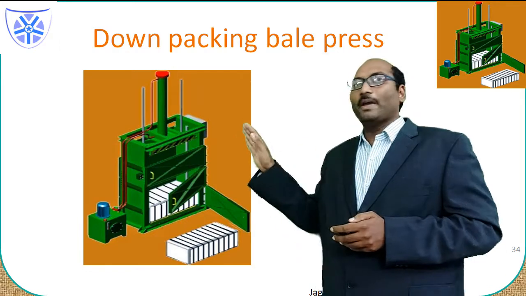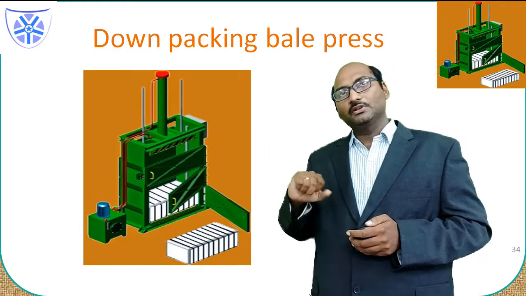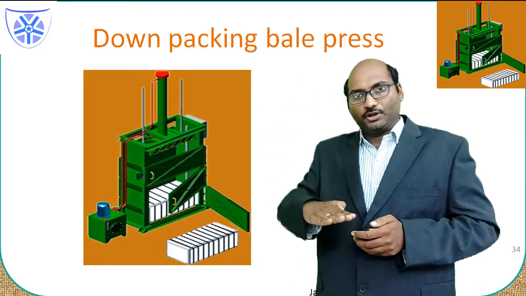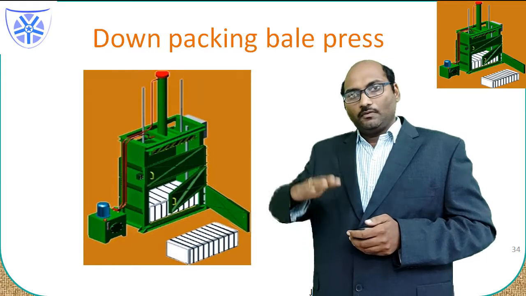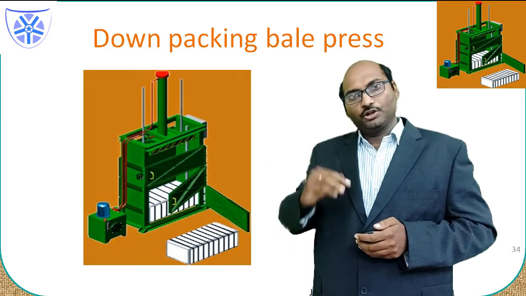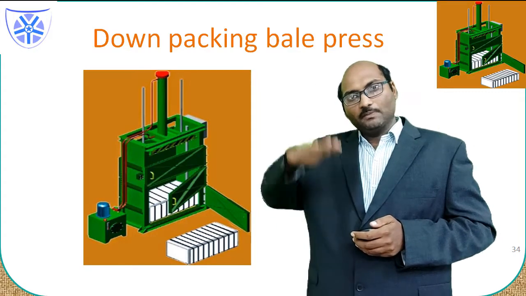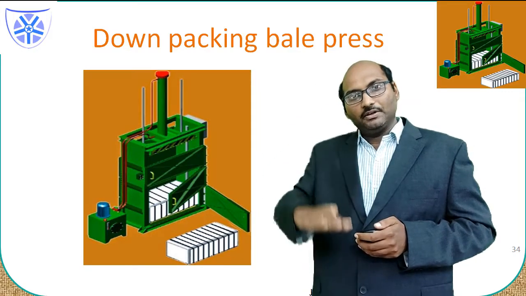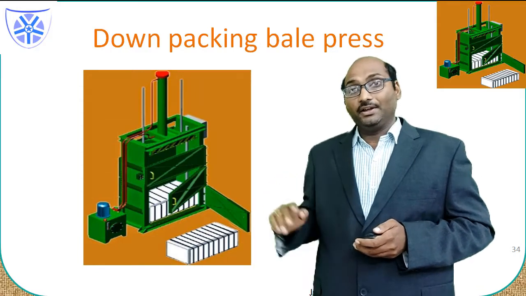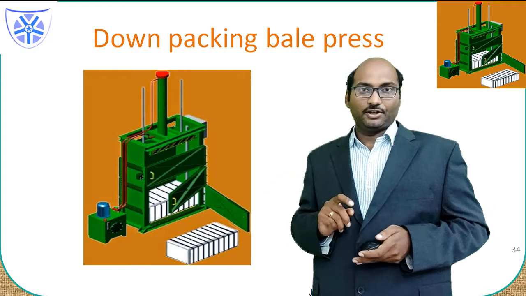So, one is the down packing bale press. In this, the cotton will be kept and then the piston will push it from the top. Once it goes up, again it will be pushed. Again push it, then up. So, it will create some space. It will complete some cycles and keep on pressing it. Understood? So, finally, it will achieve the required state.